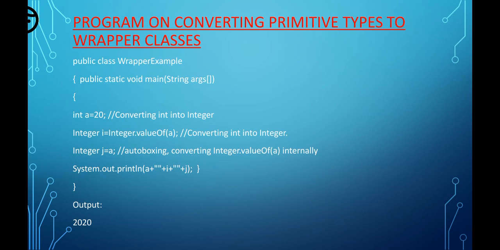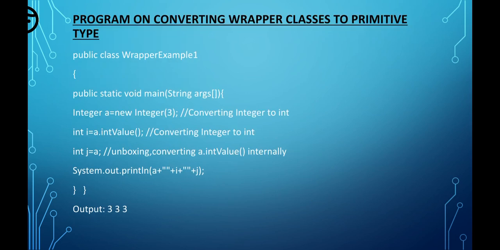So here is a sample program for converting primitive types to wrapper class. You could see. Whereas this is an example for unboxing. So you could see how to convert a wrapper class to primitive types. You can pause the video and see, or you can copy.